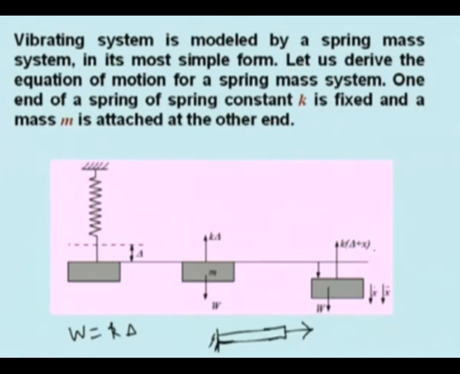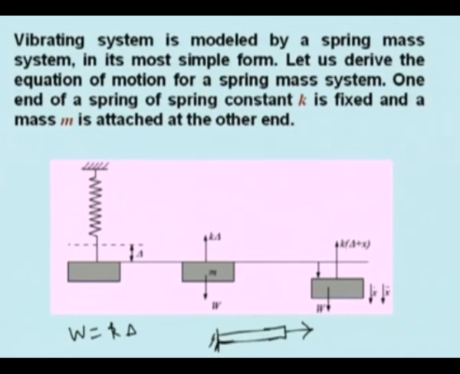Therefore, this is K times delta plus x, and W on the other side, and this is x dot, this is x double dot. X dot denotes the velocity of that mass, x double dot denotes its acceleration. Forces have been shown here, W and K delta plus x. Now we see that W is equal to K delta, but on this side there is a force W, on the other side the force is K delta plus x. Naturally it is unbalanced, so the unbalanced amount is what? Kx. So that is a restoring force that will try to bring it back to the original position.